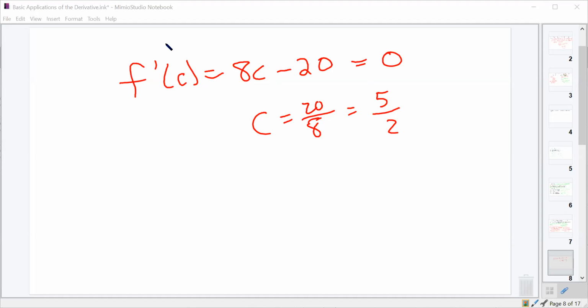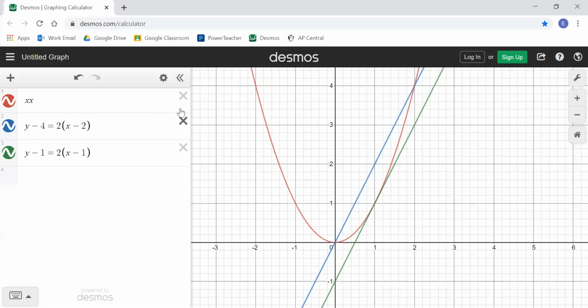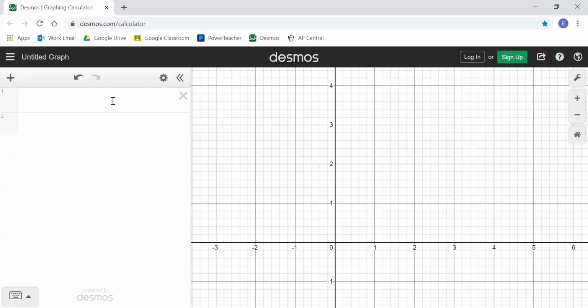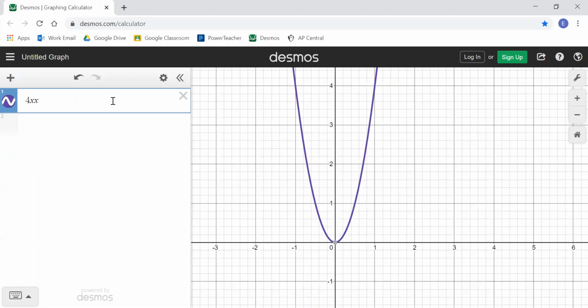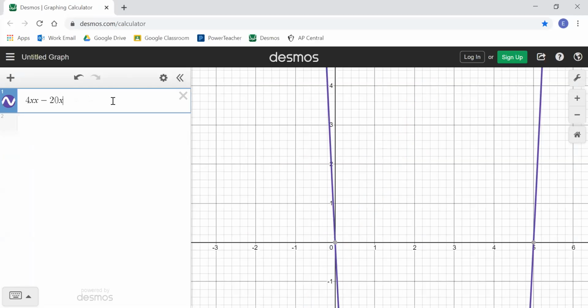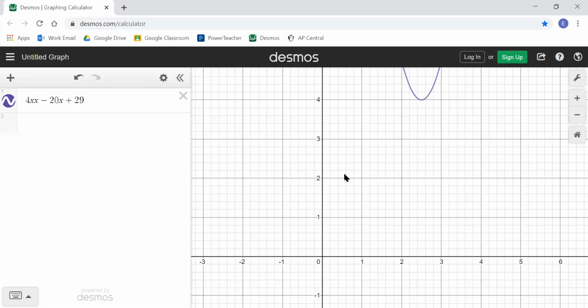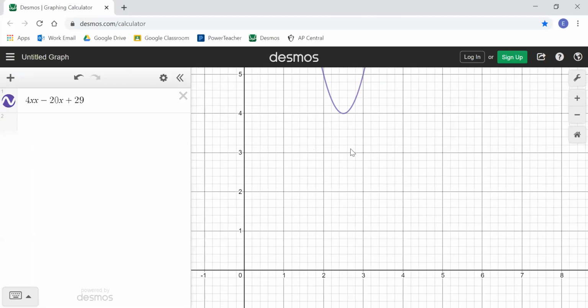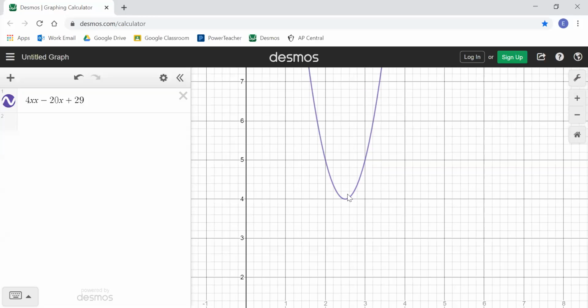And we could look at the graph of this if we wanted to. We had 4x squared minus 20x plus 29. And if we look at 5/2 right here, 2.5, that's where our local minimum is. That's the place where our derivative is 0. It's where we have a horizontal tangent line. Everybody good with that?